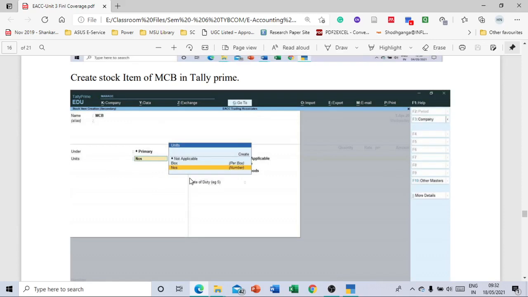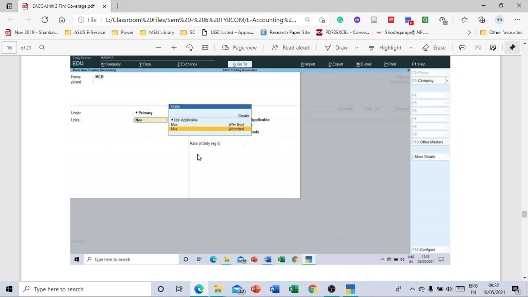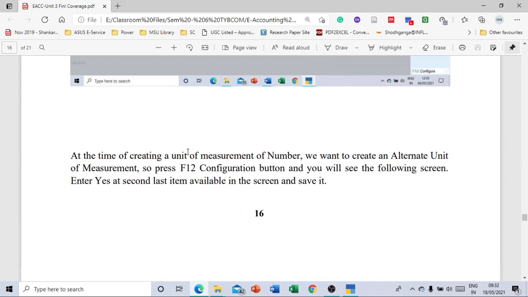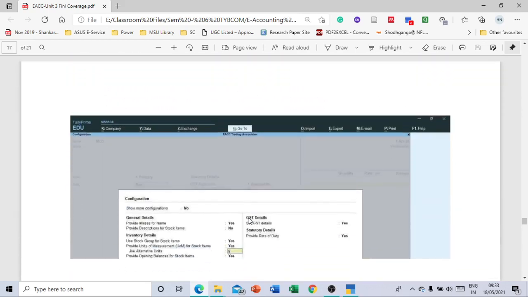At the same time, I can go for creation of second unit of measurement also. But how to activate your alternate unit? So this is the point from where I can activate the alternate unit of measurement. At this time, I will press F12 button, which is showing the configuration button, and you will see the following screen, whereby you are supposed to enter yes at the second last item which is available in the screen and save it. For the purpose of saving it, I can press Ctrl plus A.